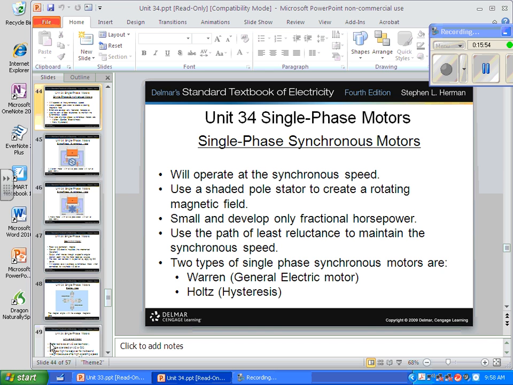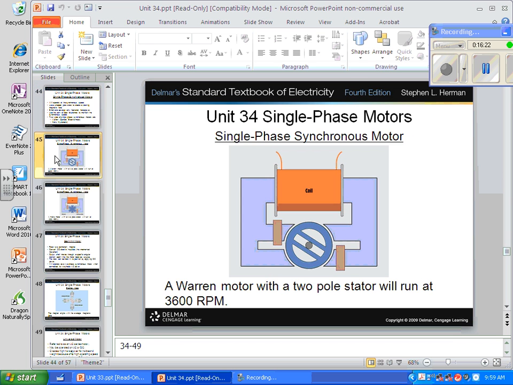Two types of single-phase synchronous motors are the Warren and the Holtz. If you bring up a synchronous motor, and you might, if we have them in the lab, you might want to try and identify whether it's a Warren or a Holtz, because you can see how many poles it has, and that's the difference. So in your book, it'll tell you the difference between a Warren and a Holtz, and you might want to pay a little bit of attention to that.